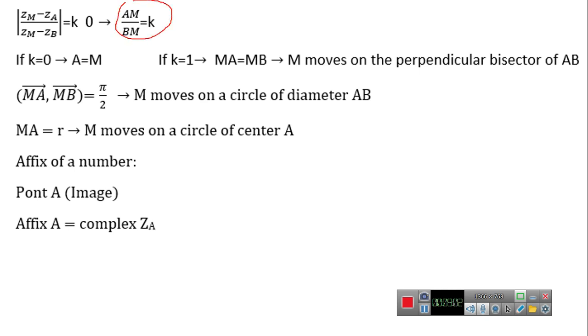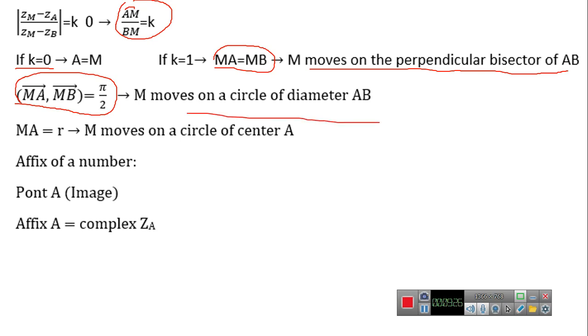So Zm minus Za over Zm minus Zb, if it's equal to k as norm, it means AM over BM is equal to k as a relation. Now if k equals 0, it means that A coincides with M. If k equals 1, it means MA equals MB. What does it mean MA equals MB? So M moves on the perpendicular bisector of AB. But if the angle MA, MB equals pi over 2, it means M belongs to the circle of diameter AB.